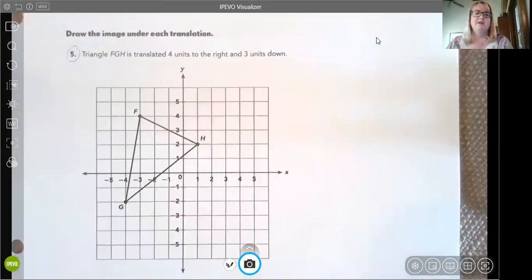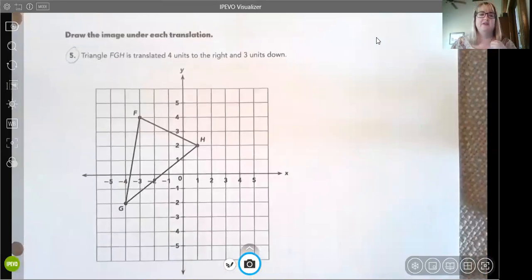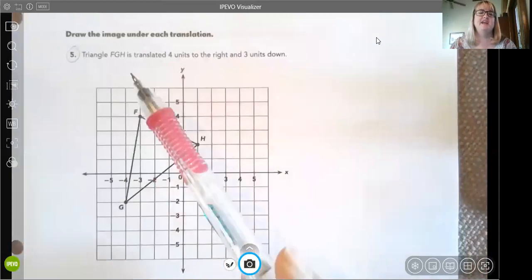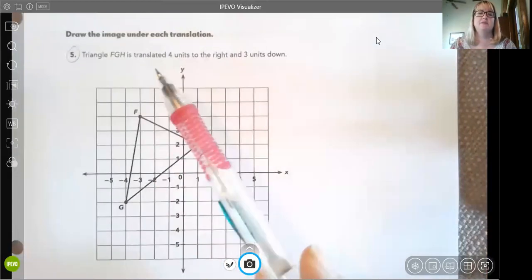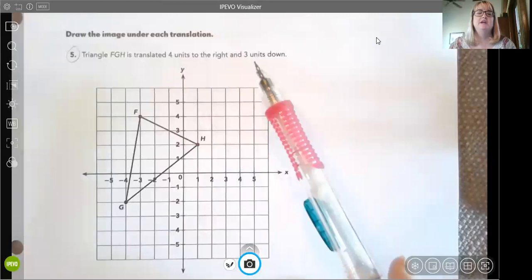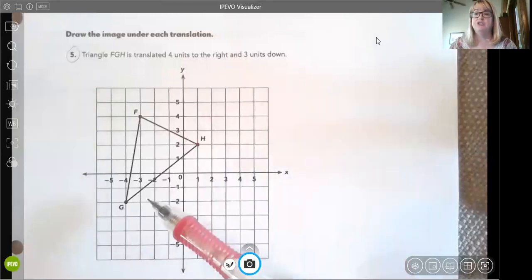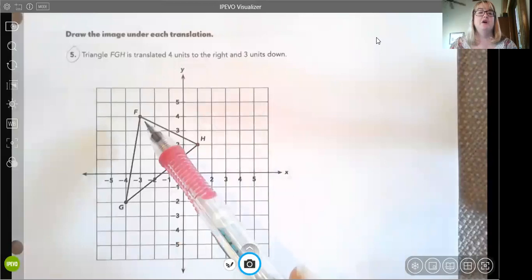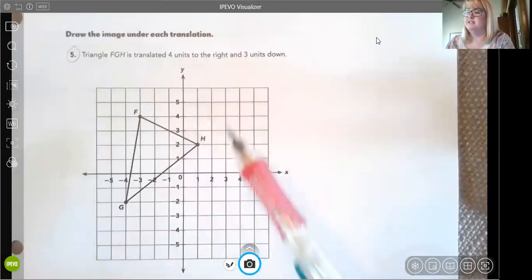This says, draw the image under each translation. So if we are looking at the coordinate grid, number 5 says triangle FGH is translated 4 units to the right and 3 units down. So we are going to translate this whole shape. And if we want to translate the whole shape, every point on that shape has to be moved in the same manner. So point F is going to move 4 units to the right and 3 units down.